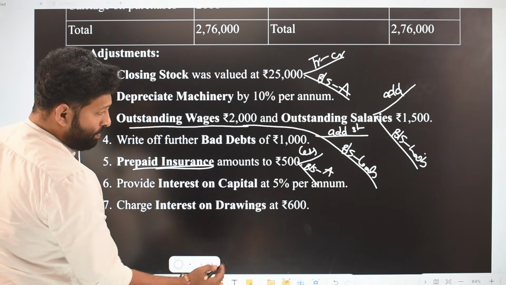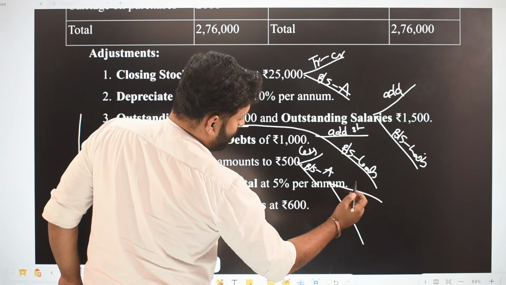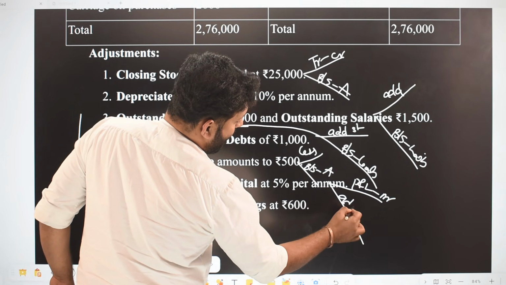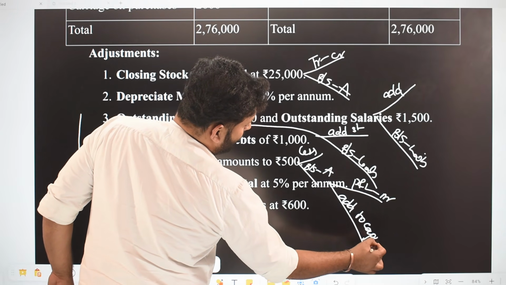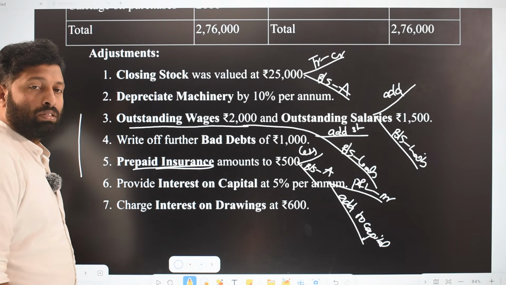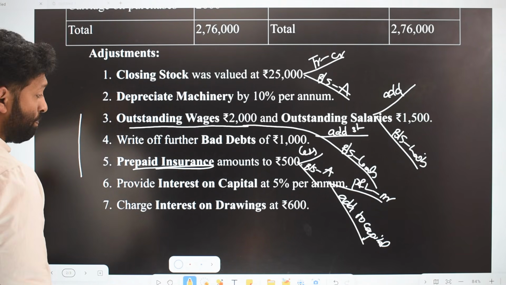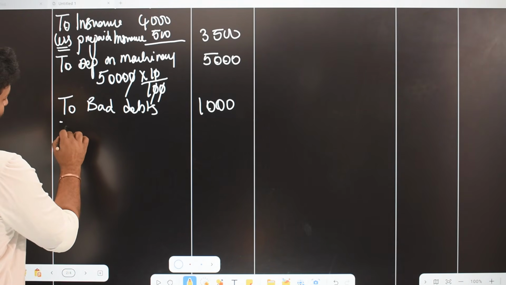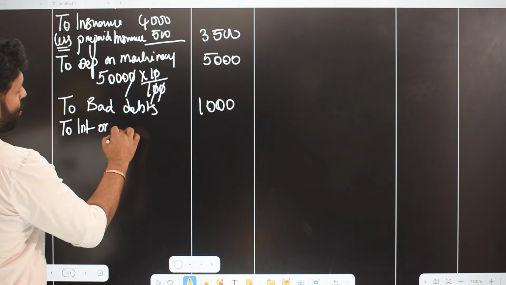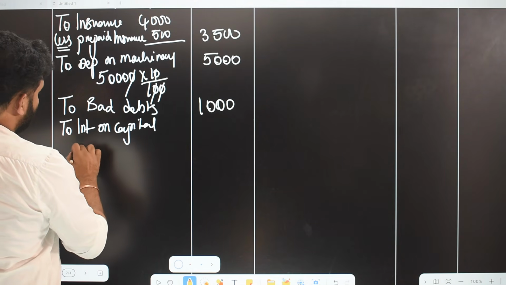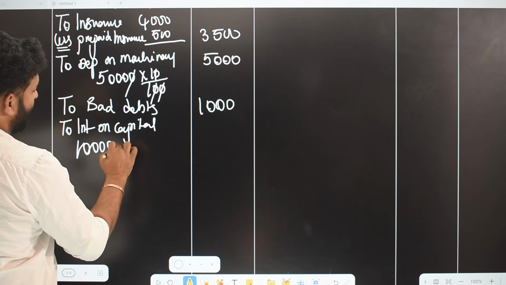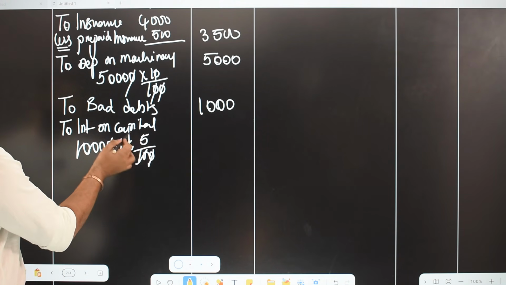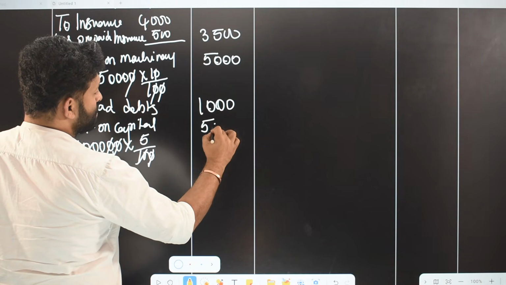So the first time, calculate the 5% and post it on the profit and loss account debit side. Second time, add it to capital in liabilities, on the side of liabilities in the balance sheet. Clear? Now post the amount in the profit and loss account debit side, to interest on capital. The capital value is 1 lakh into 5 divided by 100. Zeros cancel. 1 into 5 is 5. The value is 5,000.